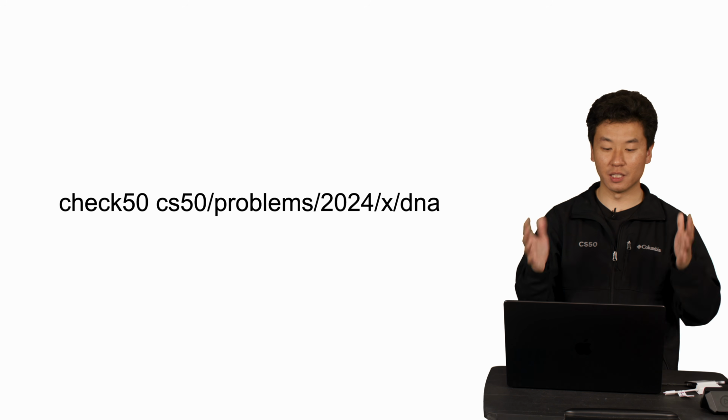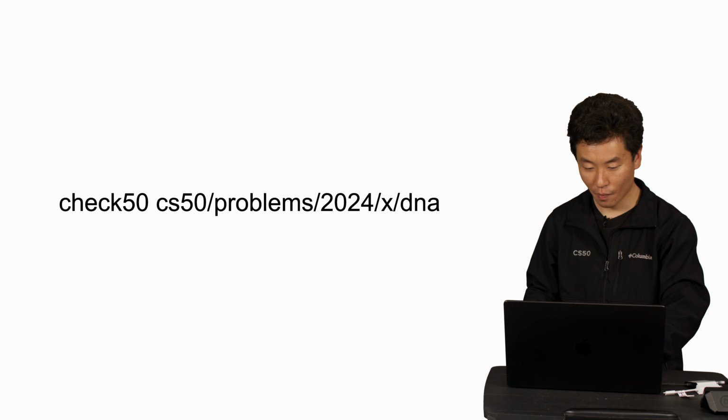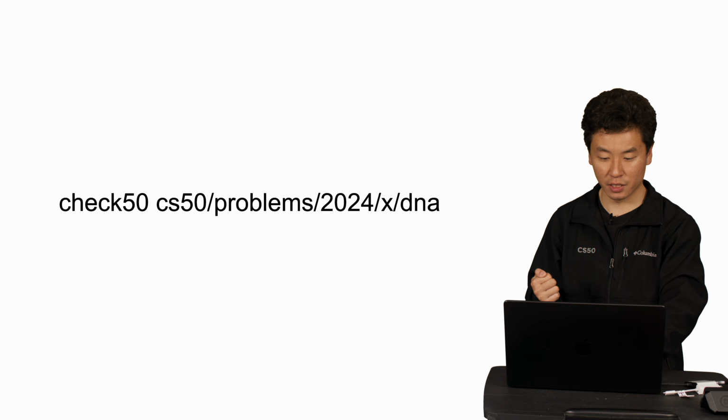Okay, so what does this command mean exactly, and how can you write your own Check50 checks? In the universe of Check50 and Submit50, there's a thing called a submission slug. You can think of it as an identifier that identifies a particular problem set.